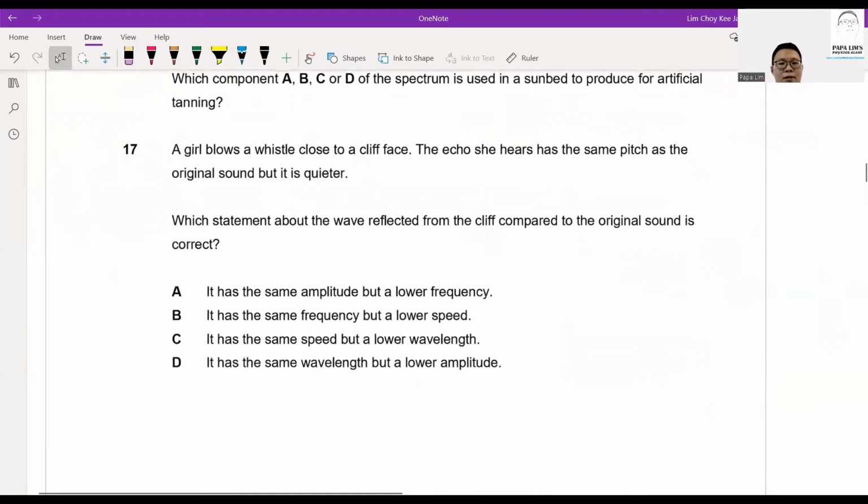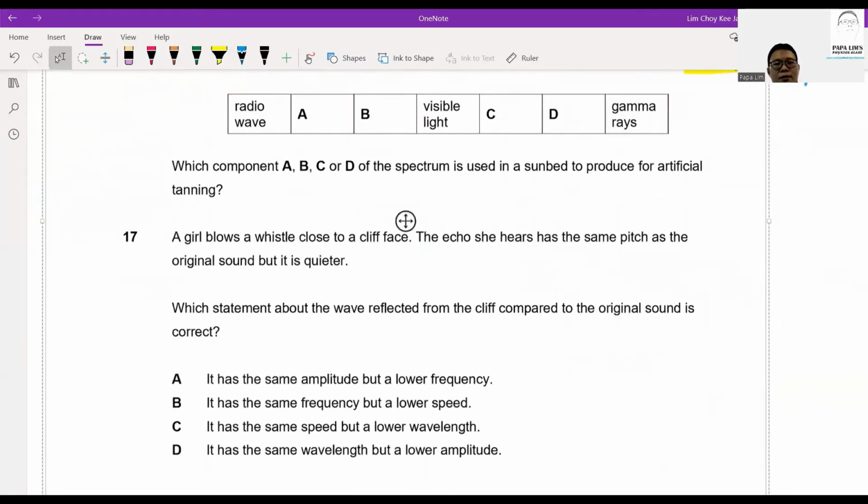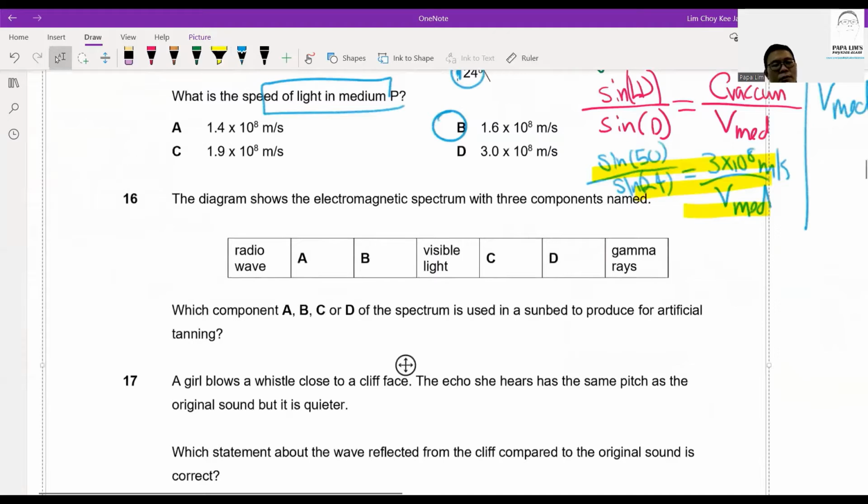Questions 16 and 17. 16 is quite straightforward, I would say just remember the EM waves, all the spectrums, all the waves that appear: radio wave, gamma rays, X-rays, infrared, ultraviolet, all these things. You must know the positions and the uses. So for this one, there's no two ways about it.